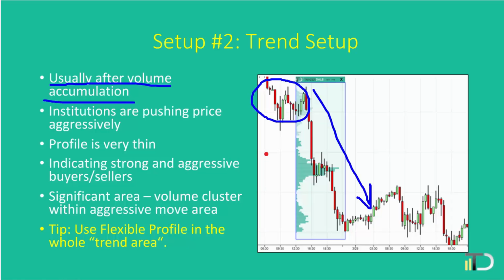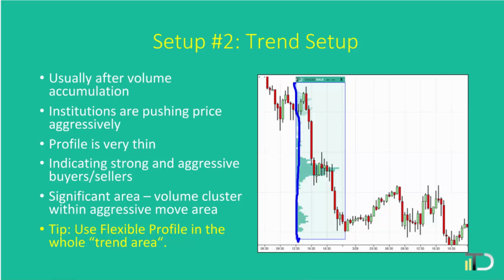In a trend, the institutions are pushing the price aggressively. In this case, they push the price aggressively lower. In a trend, the volume profile is usually very thin. What is the reason behind that? Why is the profile thin when there is a trend?